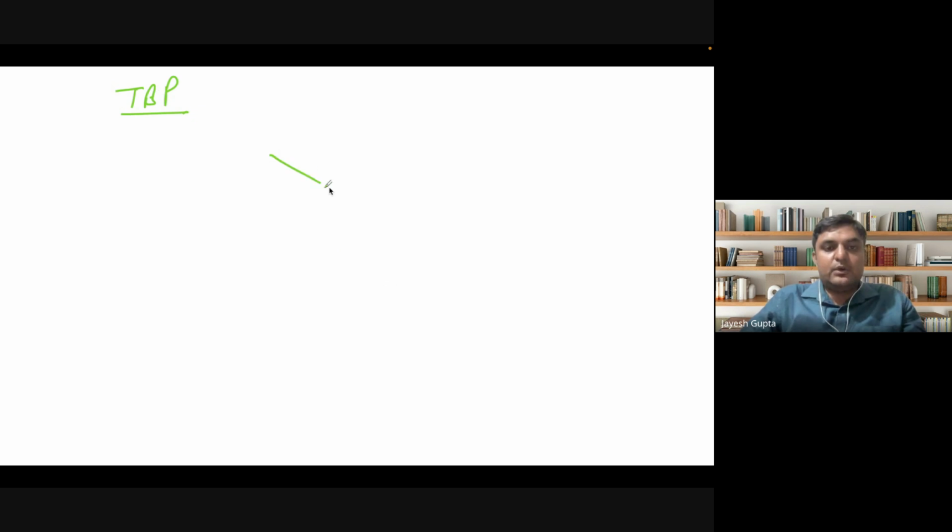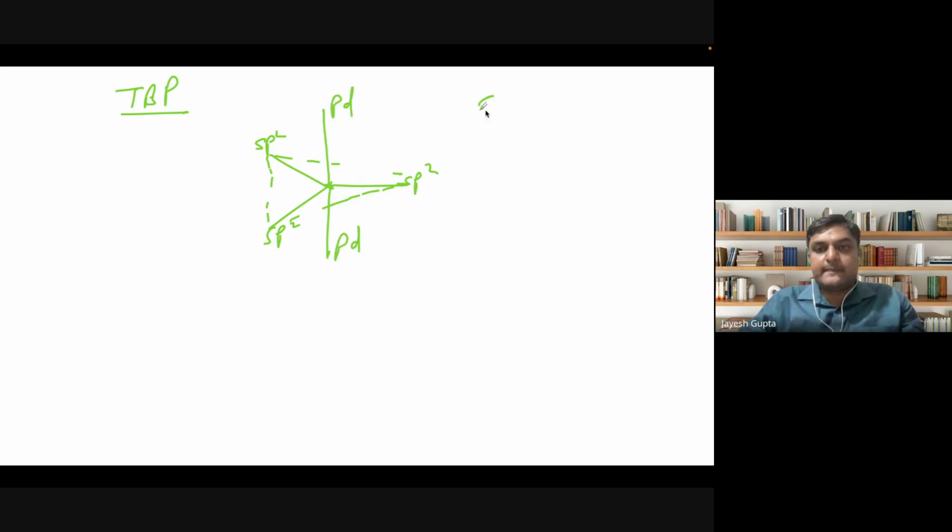Some part I have already told you, that it has 2 parts, equatorial and axial. Equatorial is sp2, sp2, sp2, because they are 120 degrees apart. And then you have pz and dz2. So sp3d is sp2 plus pd. This is known as equatorial. This is known as axial.